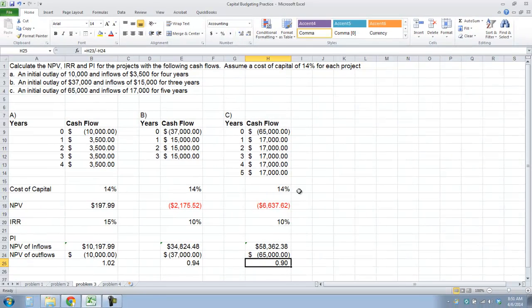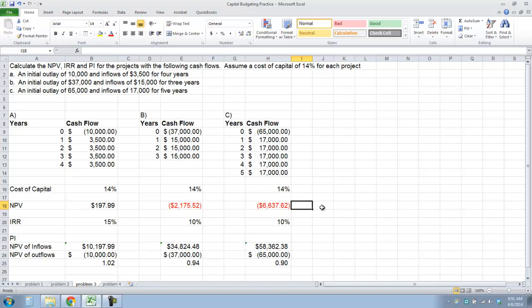Alright. So, back to our rules. Our net present value, we would accept this one. We would reject this one. And we would reject this because it's negative. We would accept this because it's higher than the cost of capital. We would reject. And we would reject. And again, we would accept this one. And these are less than one, so we would reject.